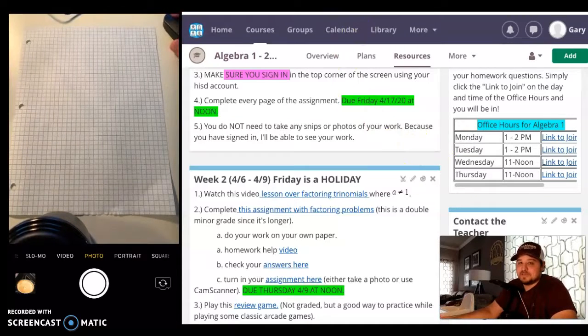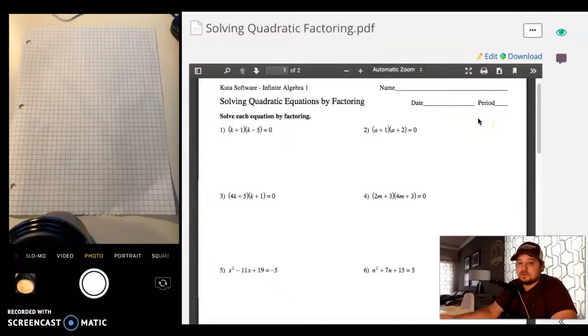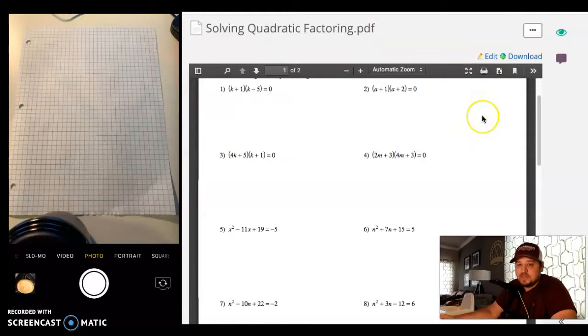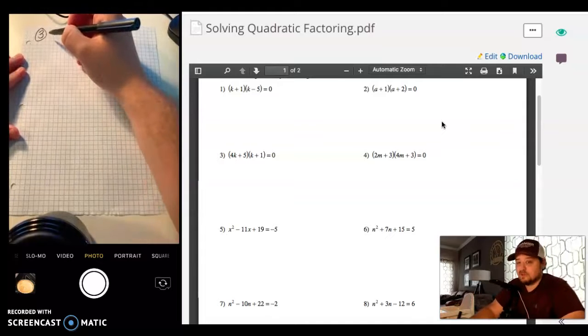Okay, so let's get into the assignment a little bit. I want to do a couple of examples for you. I'm hoping that you're okay with numbers 1 and 2. I want to do number 3 because it introduces this interesting situation with a fraction answer.